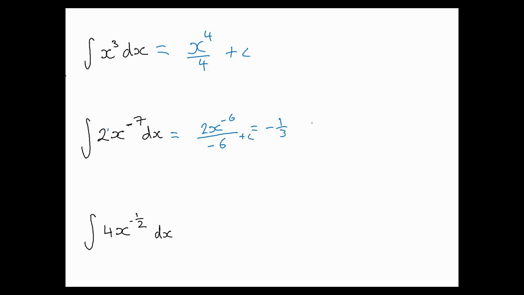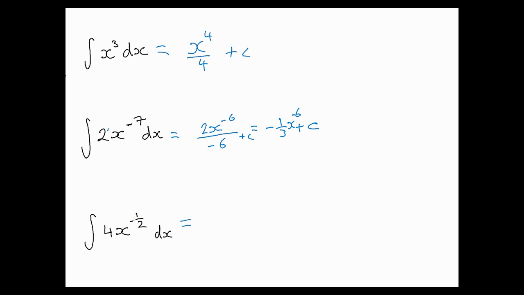Should have put the plus c here. And then we put the plus c here. Oh, gosh. We put a minus a third x, rather, to the minus 6. Then we put the plus c. There we go. Even the c throws me off. But it's okay. We move forwards.